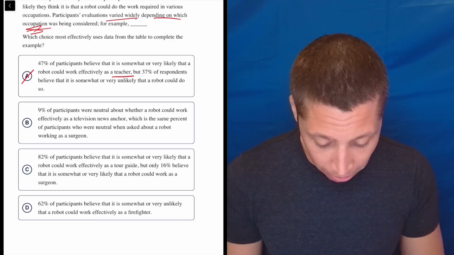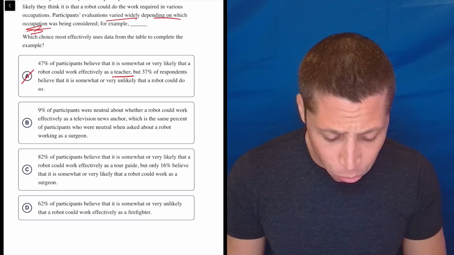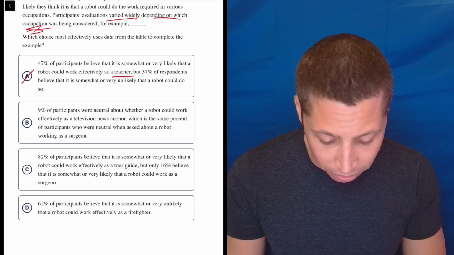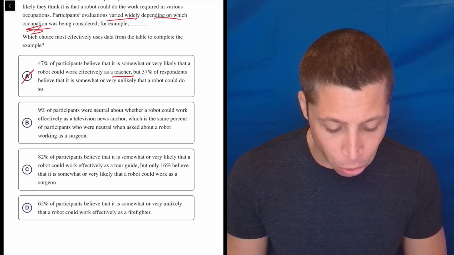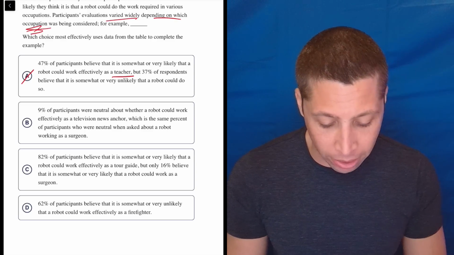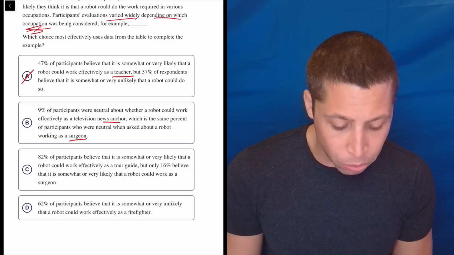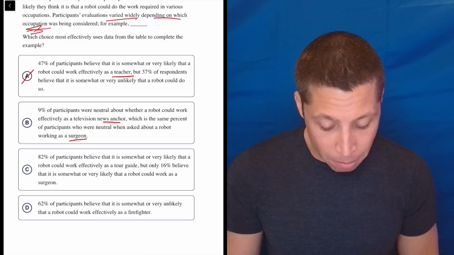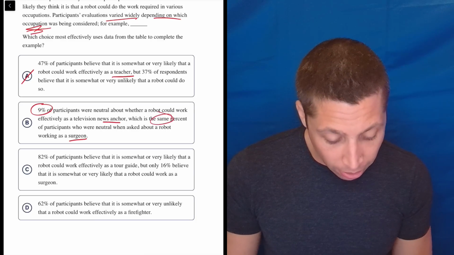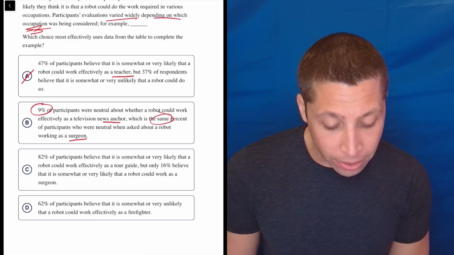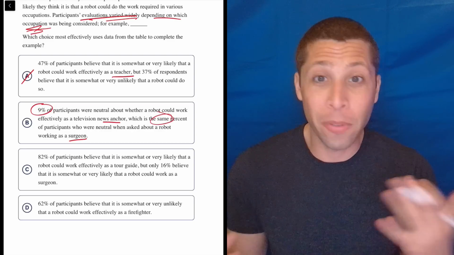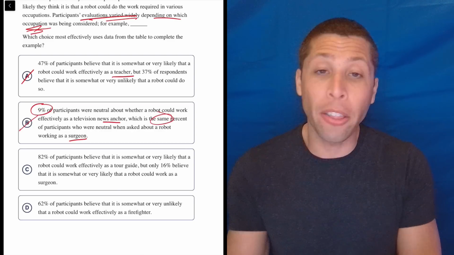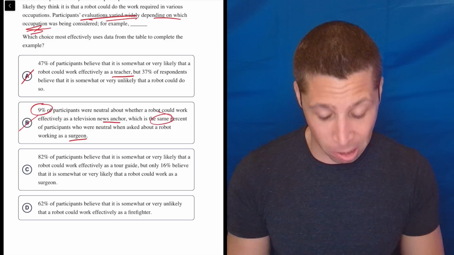Let's look at B. 9% of participants were neutral about whether a robot could work effectively as a television news anchor, which is the same percent of participants who were neutral when asked about a robot working as a surgeon. Well, surgeon, news anchor, those are different jobs. But if we're talking about the same number, that's missing the other part, right? The participants' evaluations varied widely. It's the same number. That's no variation at all, right? So this is missing the other aspect of this last sentence here before the blank.